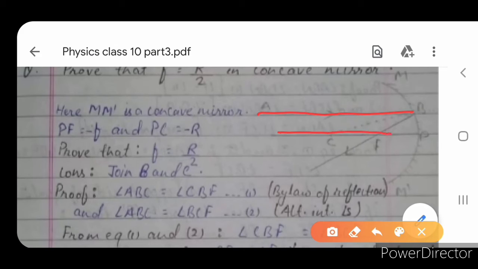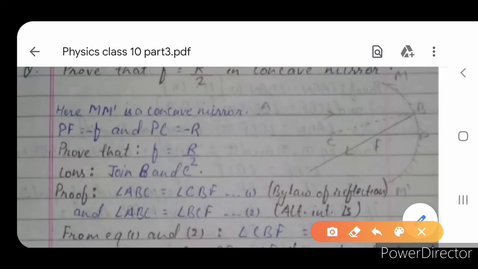Now second, these lines are parallel to each other and a transversal intersects them. Then this angle and this angle will be alternate interior angles. So angle ABC, this angle, and BCF, this angle, are alternate interior angles. So from equations 1 and 2 we can say, because the LHS is the same, angle CBF is equal to BCF. We can say angle CBF, this angle, is equal to BCF, this angle.